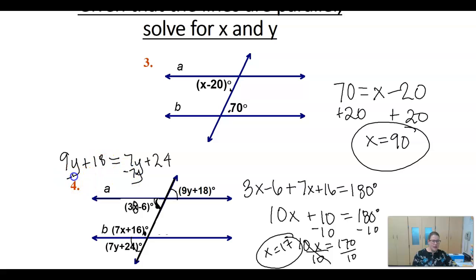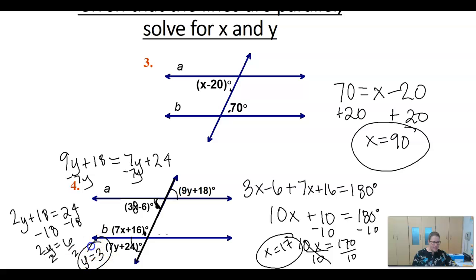So I'm going to subtract 7y from both sides. So 2y plus 18 equals 24. Subtract 18 from both sides, and then 2y equals 6, and divide by 2. So y is equal to 3. Okay, so y is 3 and x is 17.